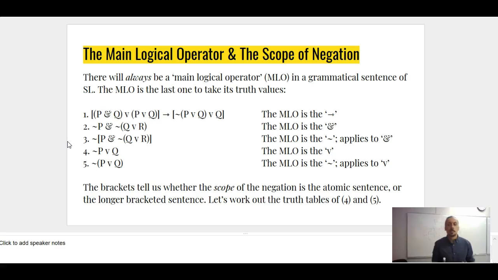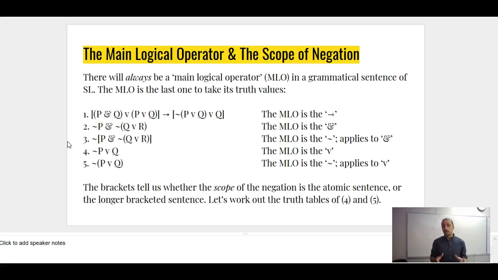All right, a couple more concepts here. I know this video is getting a bit long. Now, there always is going to be a main logical operator. I've talked a little bit about the main logical operator already. The main logical operator is roughly the last one to take its truth values because its truth value is a function of all the truth values that come before it. And since the binary connectors are binary and always connecting two chunks, the main logical operator is the highest one that connects the two largest scale chunks of your sentence.